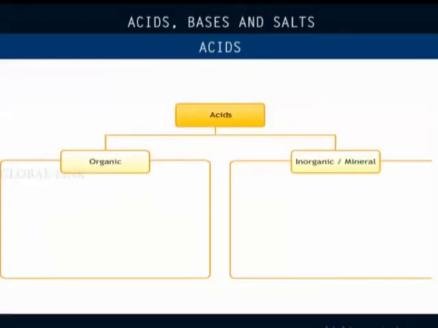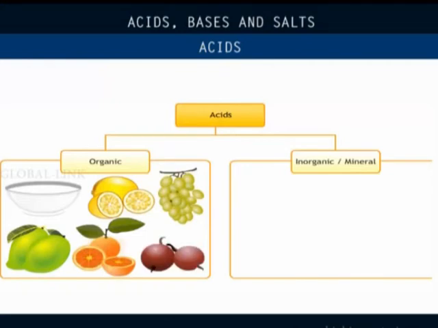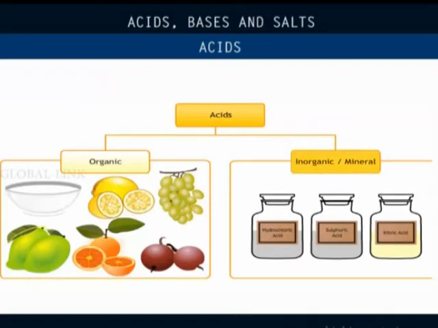Acids are classified as organic and inorganic acids. Acids obtained from foods like curd, lemons, grapes, raw mangoes, citrus fruits, and gooseberries are called organic acids. Hydrochloric acid, sulfuric acid, and nitric acid are called inorganic or mineral acids.